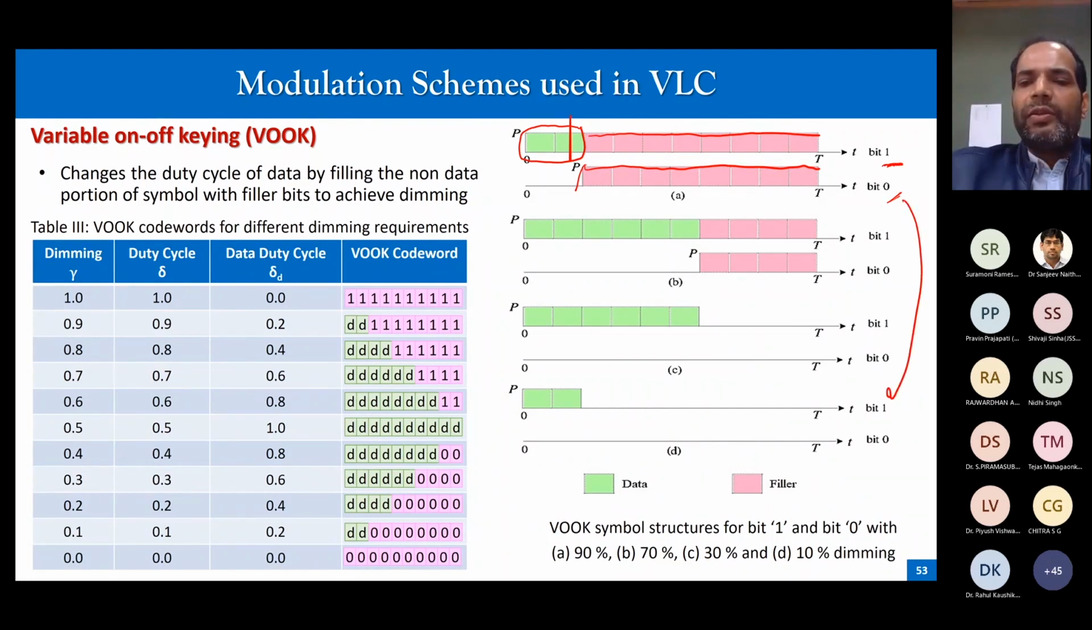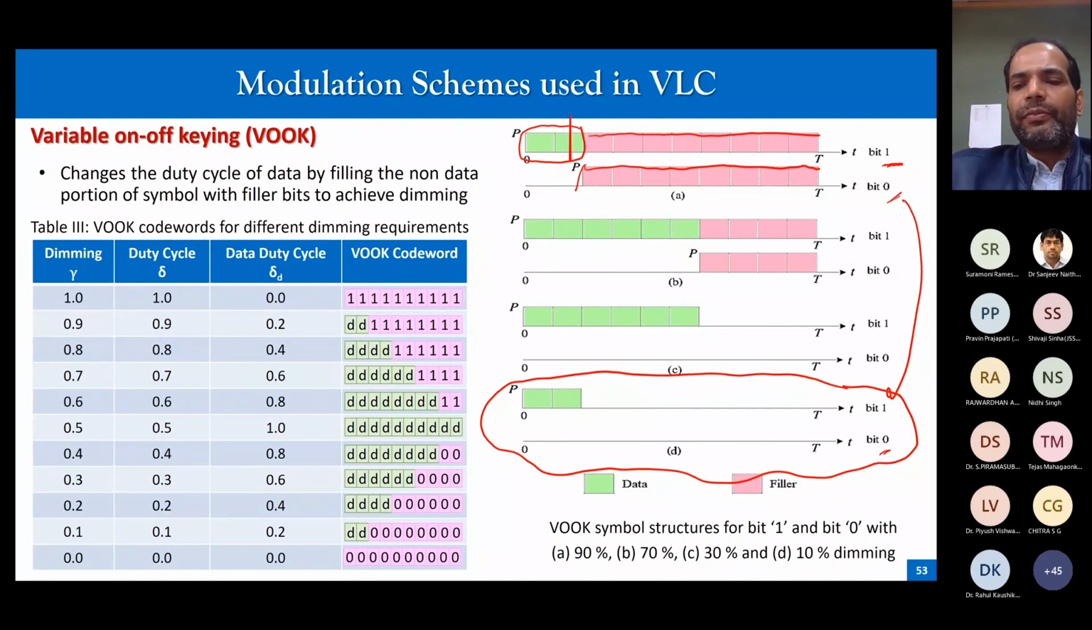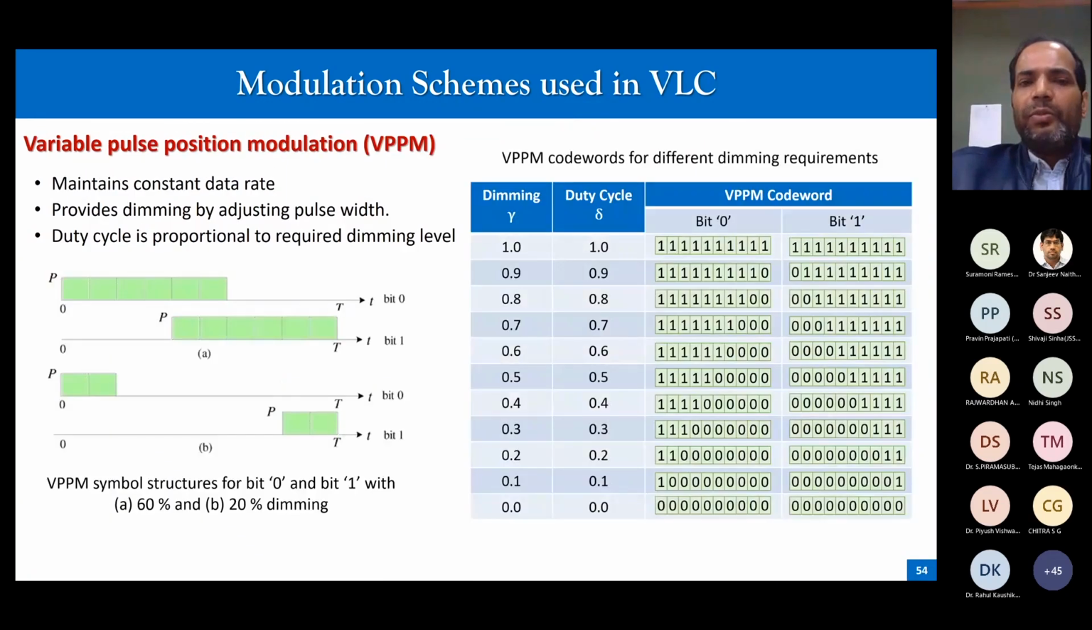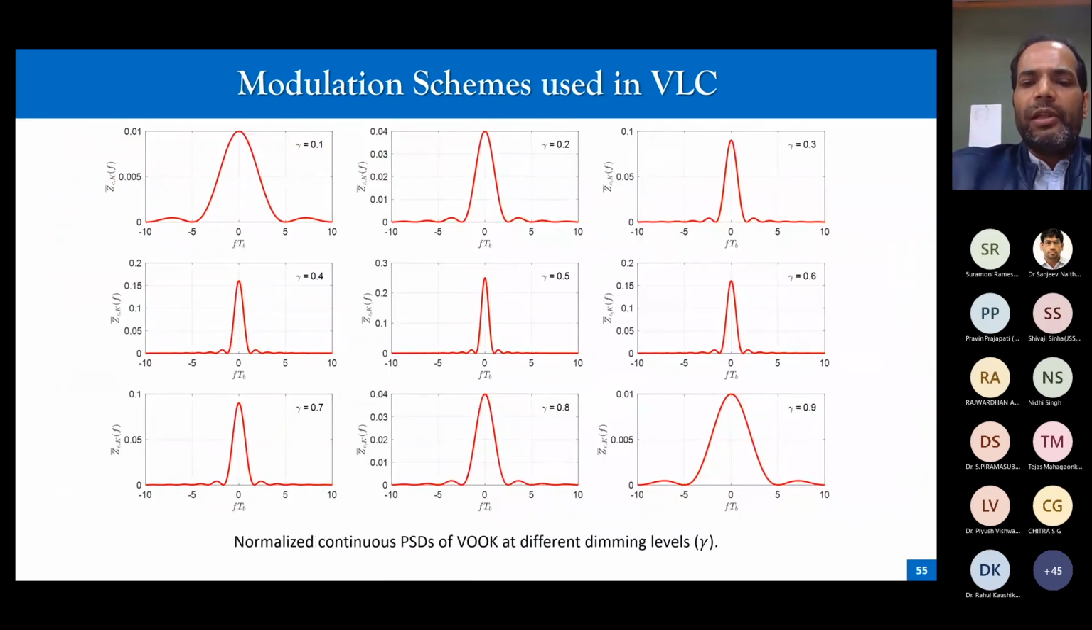Contrast this to the case where for bit 1 you do not have anything, and bit 0 you do not have anything. So the average of these two quantities is less than 50%. So we can make the average more than 50% or less than 50% by having either the filler data or by having no data at all, even for the bit 1 for a certain time period. And this is what happens in variable on-off keying. So these are the schemes. You can have variable pulse position modulation also on similar lines.